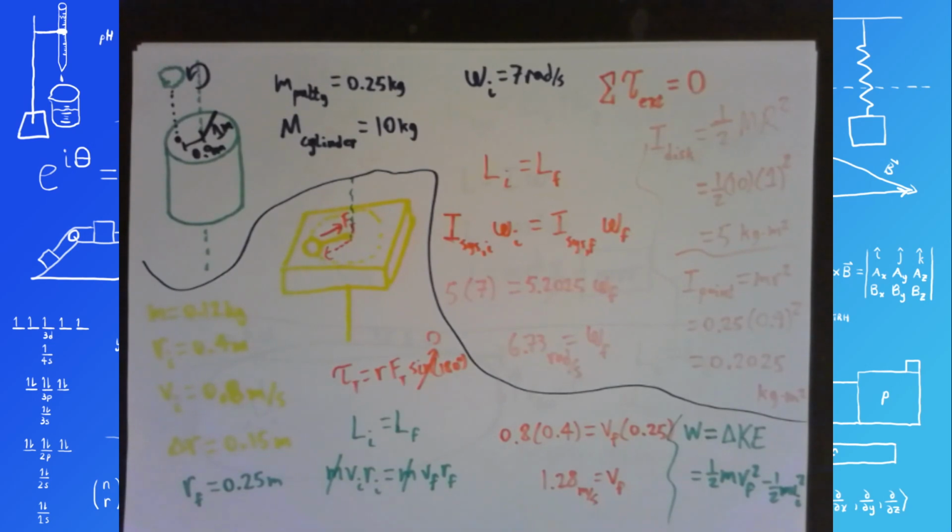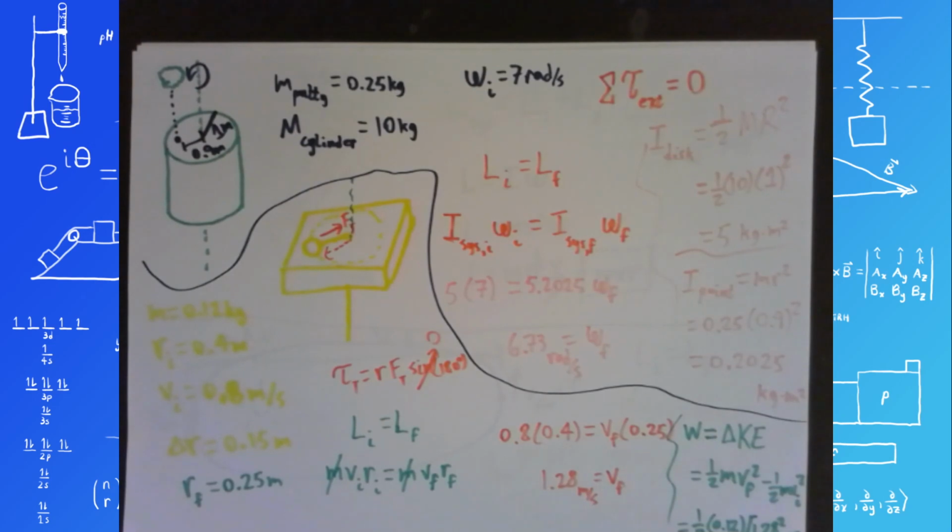That is barely even legible. I can factor out the 1/2 m. 1/2, and then what was m again? 0.12. And then v final squared minus v initial squared. So that's going to be 1.28 squared minus 0.8 squared. Close that bracket. Let's see, half of 0.12 is 0.06, and then 1.28 squared minus 0.8 squared is 0.9984.